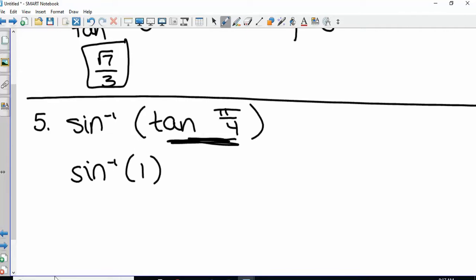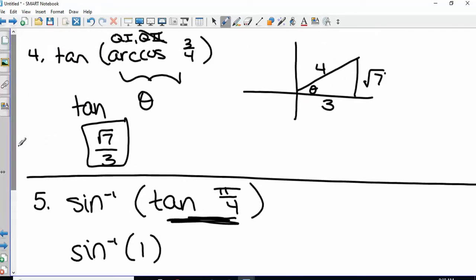If you think about your unit circle, sine is the y. So if y is 1, you are at 90 degrees. I did not specify degrees or radians on this, so in radians that's pi over 2. You don't have to have both, one or the other. Do you guys see how problems 4 and 5 were different? The inverse was big inside. Exactly. When the inverse is on the inside, that's when we have to do the triangle to get it.